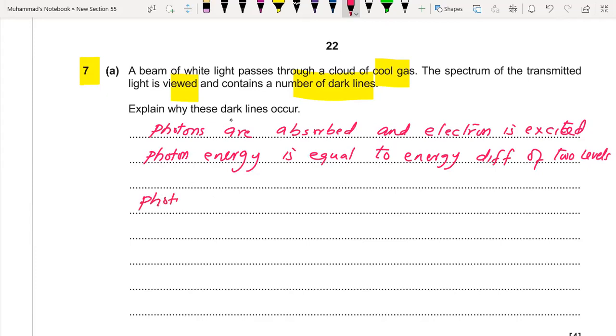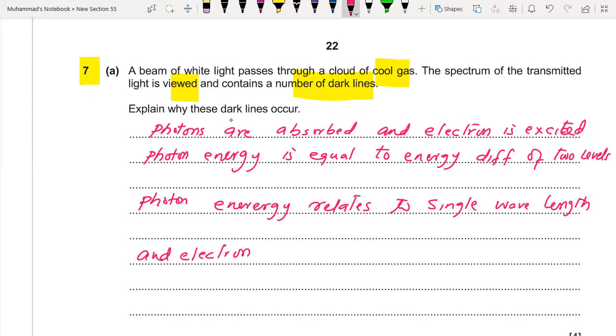Photon energy relates or represents a single wavelength or frequency, and an electron de-excites in any direction and emits a photon in any direction. This is the reason.